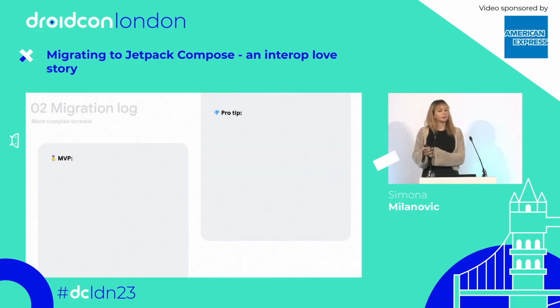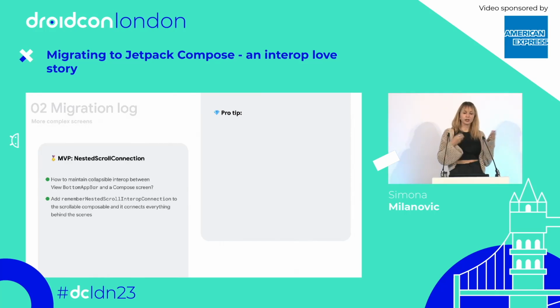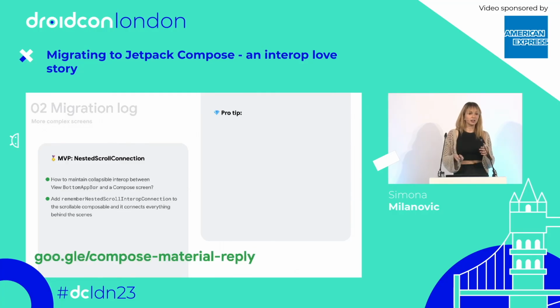Last but not least, our MVPs and pro tips for this section. Reply has a view bottom bar that surrounds the entire app and all of our nested composable screens, and this collapses on scroll. So now that our home UI is in Compose, how do we maintain this collapsible interop between views and composables? It's very simple. It almost looks like magic. All you need to do is use the remember nested scroll connection and pass it to your scrollable composable. And if you want to see how that looks in code, do check out the repo that you can find on this link. It serves as the main repo for all of this talk.